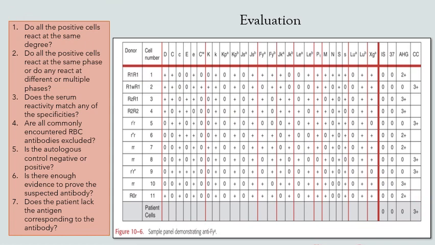Next, let us take a look at the autocontrol. The autocontrol shows negative reaction in all cases, meaning there are no antibodies. So the questions here in the left of the slide will help us identify the antibody we are looking for.